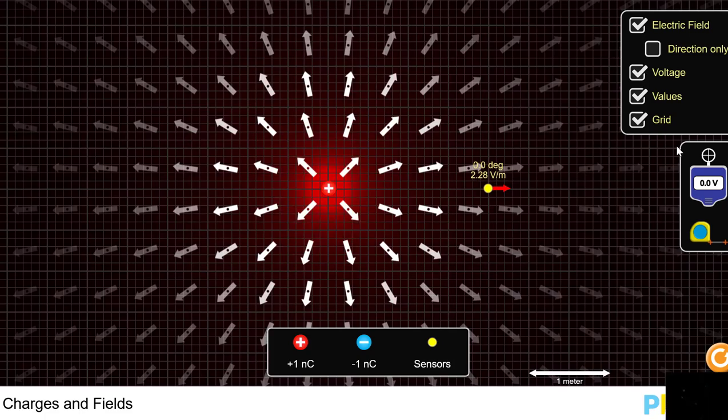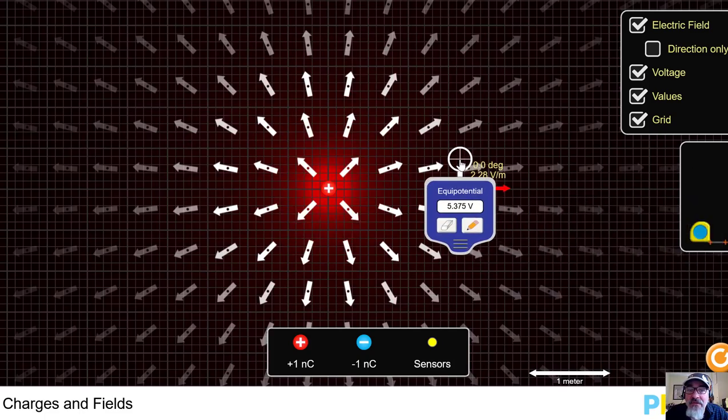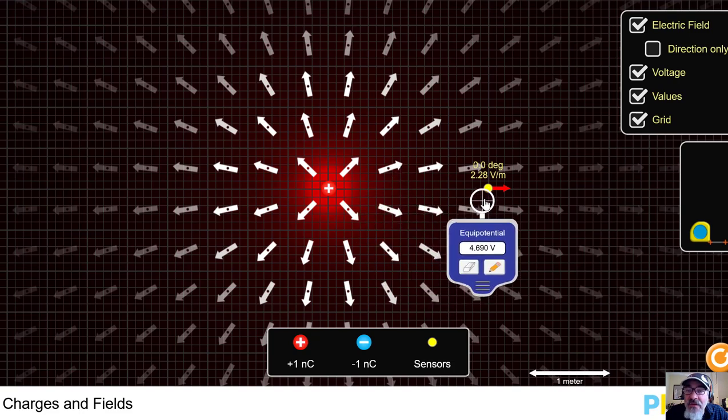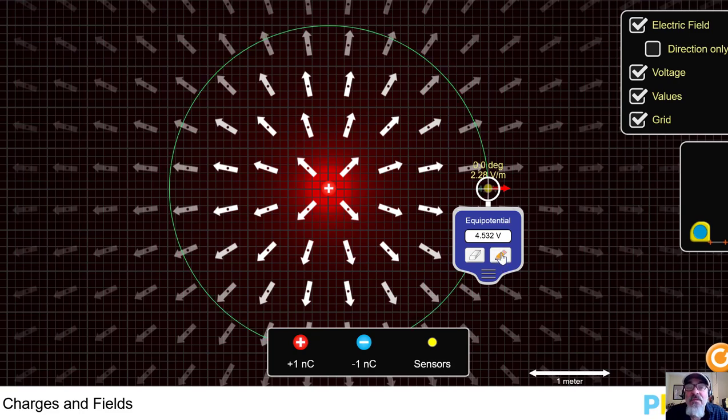Okay, here's the voltage button I can hit, and then I can read different voltages. So this is the electric field strength. You can tell by the units here. Here's the voltage at this spot, pretty close to 4.532. And if I want to look at an equipotential surface where the voltage is all the same, I can hit this button. So anywhere on this surface, then we've got 4.32, or I can get rid of it then.